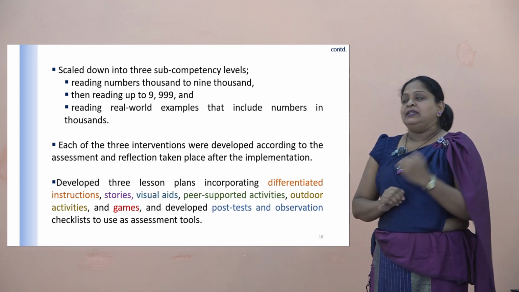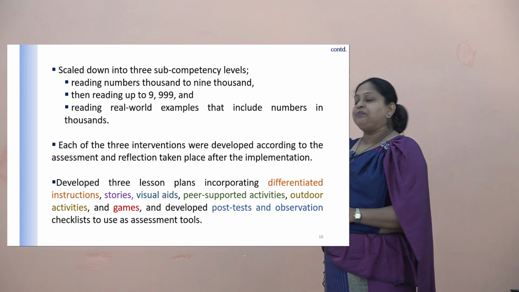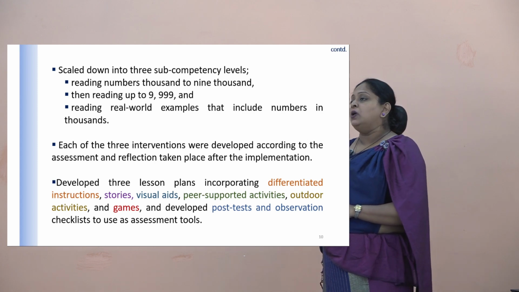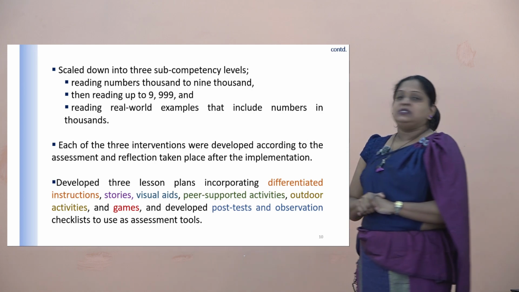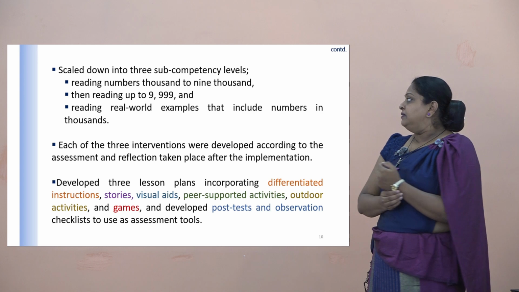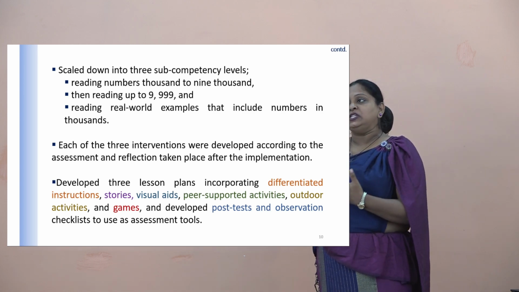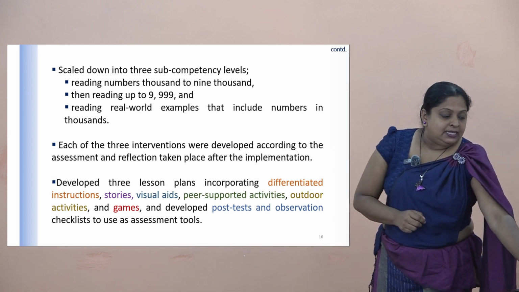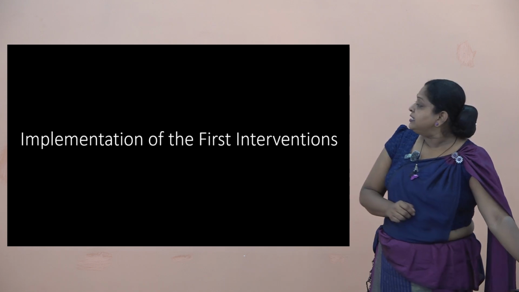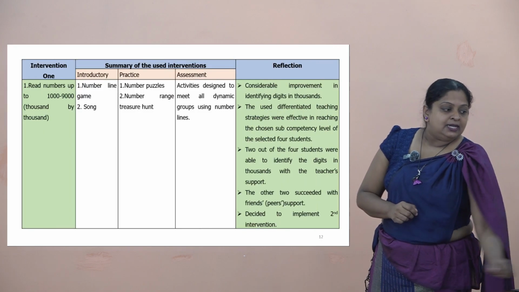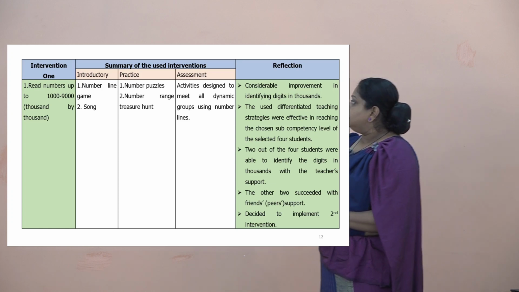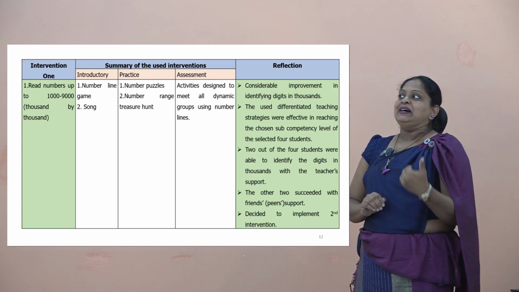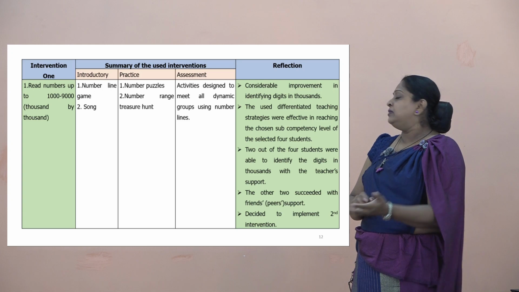So basically I planned these interventions depending on differentiated instruction methods, which include stories, songs, games, outdoor activities and so forth. After each and every intervention, I developed assessment activities so as to ensure whether they had reached the specific intervention targets. So these are the key highlights of my first intervention. The key intervention one was to read numbers from 1000 to 9000, that is 1000 by 1000. For example, 1000, 2000, 3000 likewise.